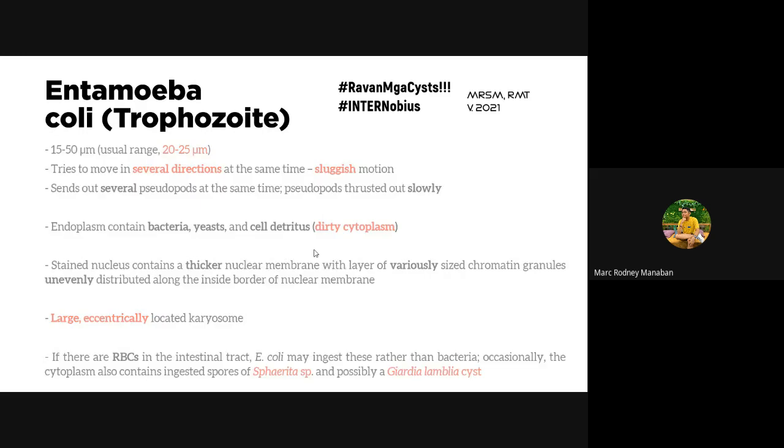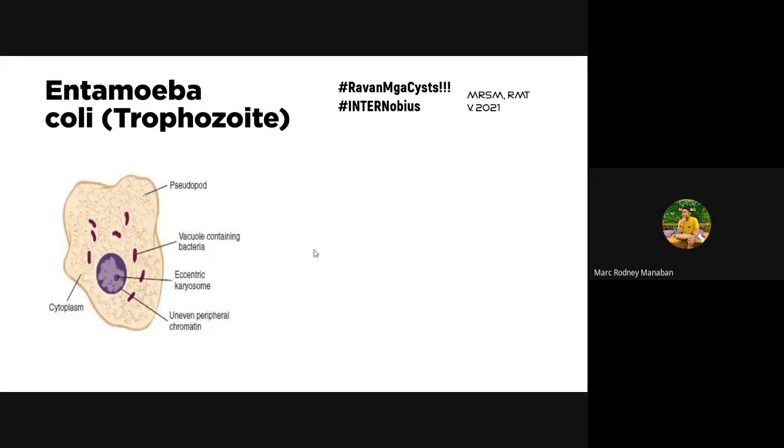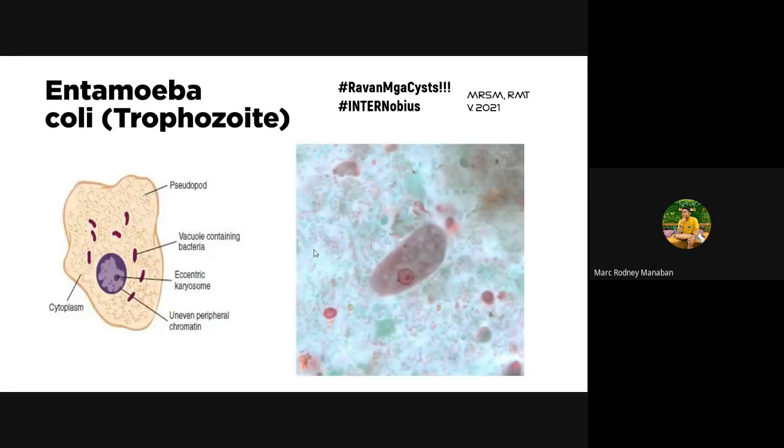Okay, now this is the illustration of the trophozoite. And this is the picture. As you can see, this is the nucleus. Karyosome is off-centric, it is not in the middle. Again, the cytoplasm is granular, very dirty. And you have here the vacuoles, these circles here. And the peripheral chromatin is uneven, meaning the inside of the nucleus is not smooth.